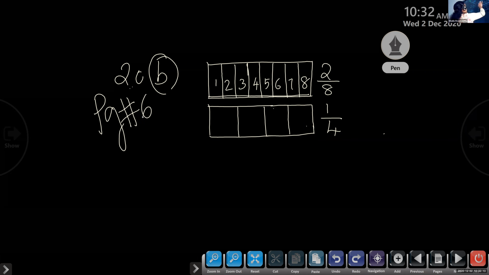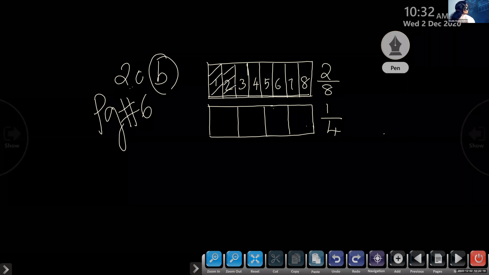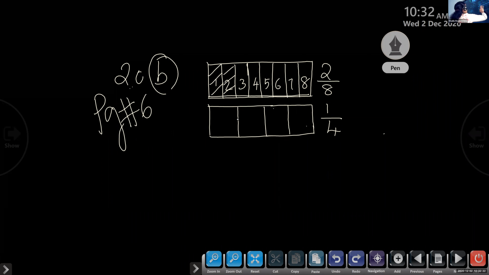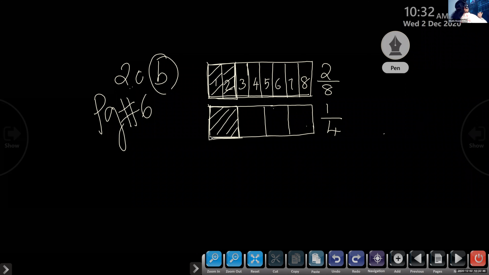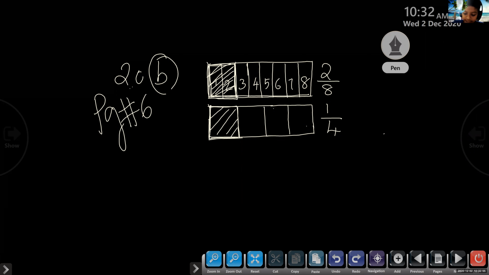So here, children, 2 by 8 means you have to color 2 parts out of 8. And 1 by 4. So children, you can easily see from the picture this much portion for 2 by 8 and here this much part again. So Adinath, can you identify from the picture? They are equal. Look here. They are equal, children. Very good. Here from the picture itself, we can see they are equal.